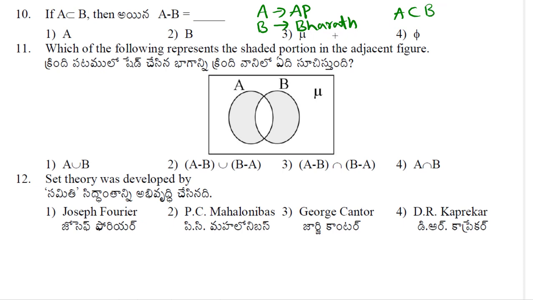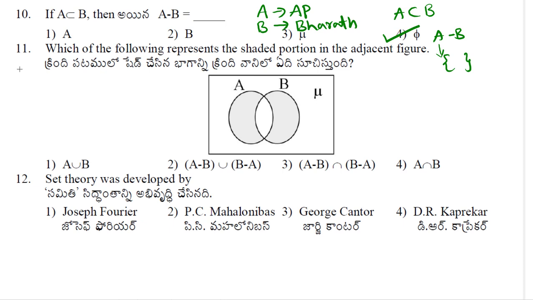Why? Because all the people of Andhra Pradesh are also people of India, that means Bharat. Now A minus B means we need to take the people from Andhra Pradesh, but minus B means they should not belong to Bharat, that means India. Can you find any such people? No. All the people from Andhra Pradesh must be citizens of India. Right. So here A minus B means we can't find any people who are living in Andhra Pradesh but not living in Bharat. So this is an empty set. So option 4 is correct.